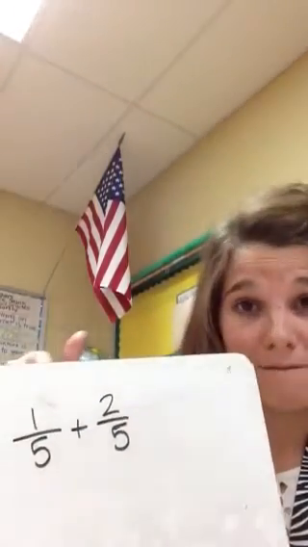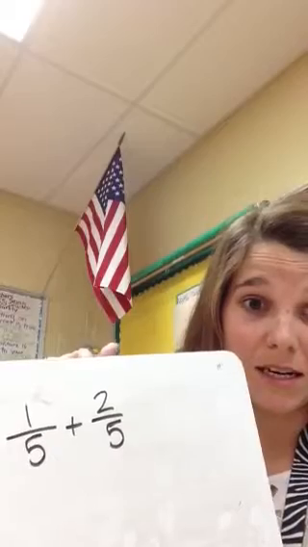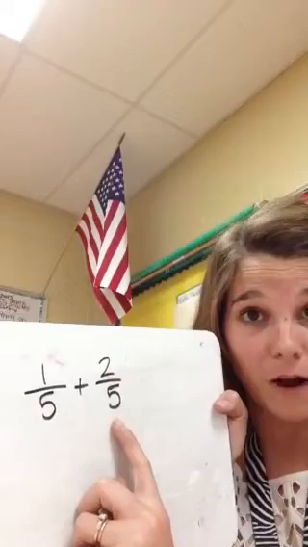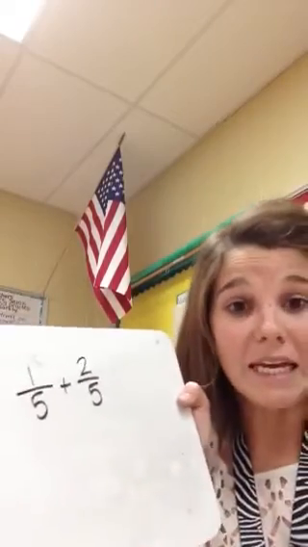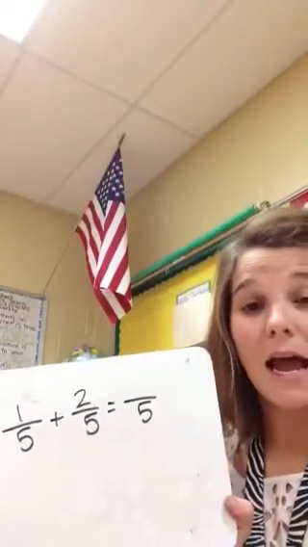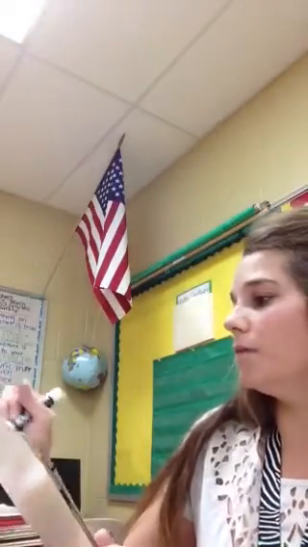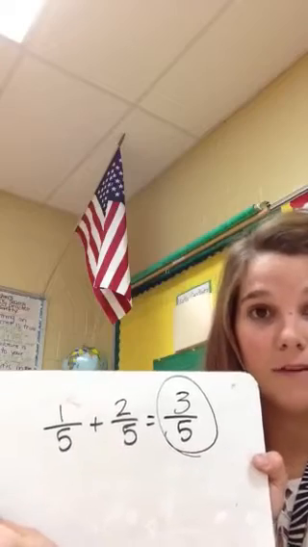So first let's review. Hopefully you remember from 4th grade how to add and subtract fractions with the same denominator. Let's take a look. If we have 1/5 plus 2/5, the denominators are already the same. The denominator is the bottom number, so 5 and 5 are our denominators. So we can keep that the same. So the denominator of our answer will also be 5. And then we can just add the numerators. So 1 plus 2 is 3. So our answer is 3/5.